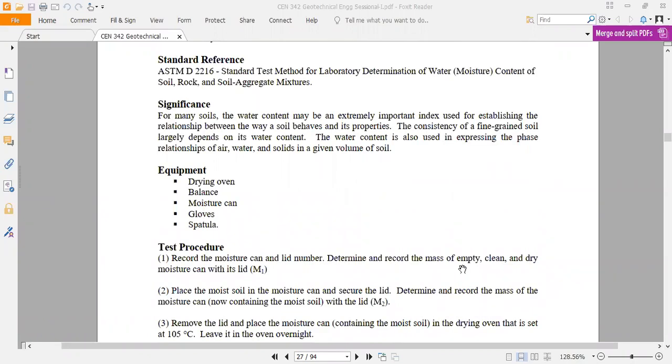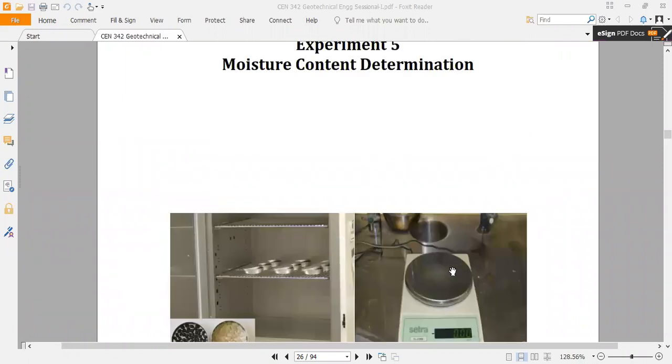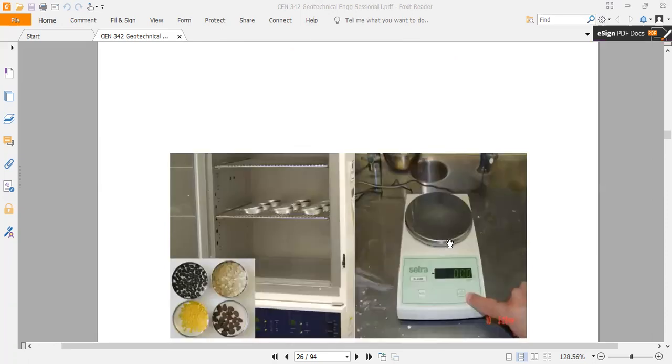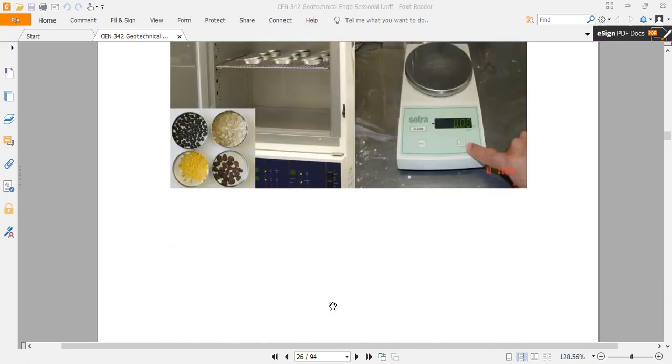Determine and record the mass of the empty, clean, and dry moisture can with its lid. Firstly, we have to determine the mass M1. There is no soil sample; we are just taking the measurement of the can with its lid. So this is the empty can, and this is the mass M1. We are recording it on a page.